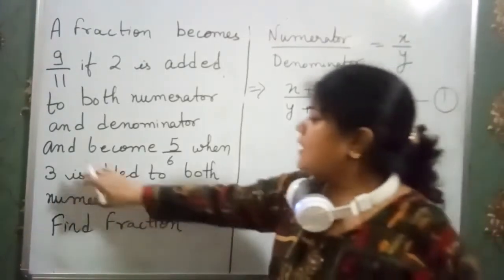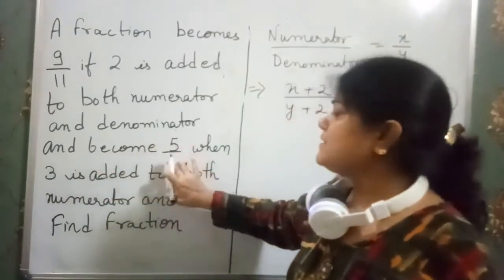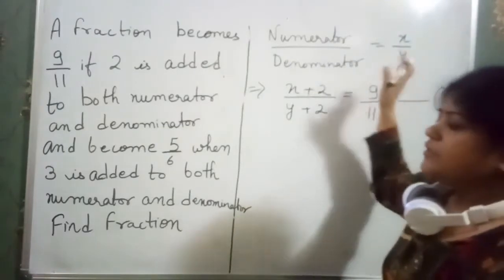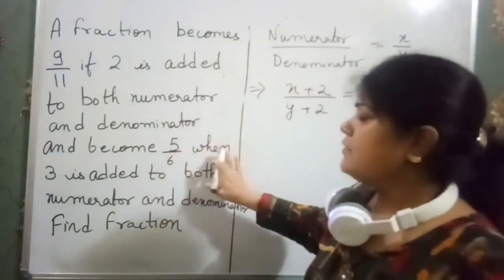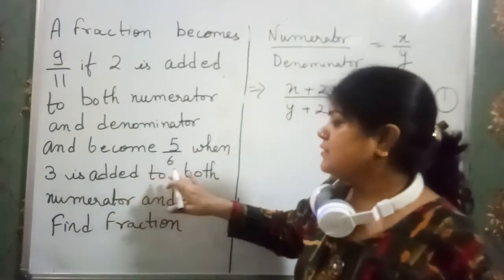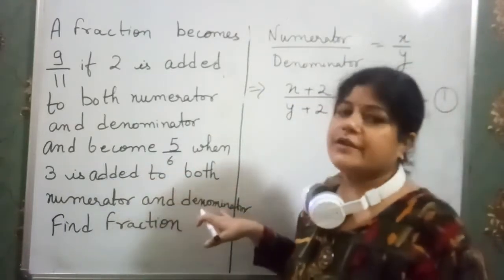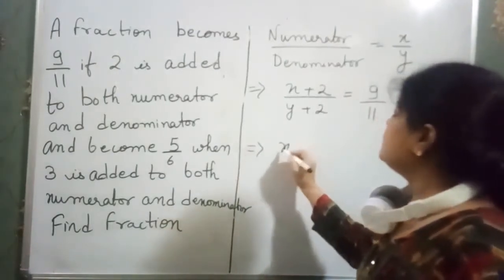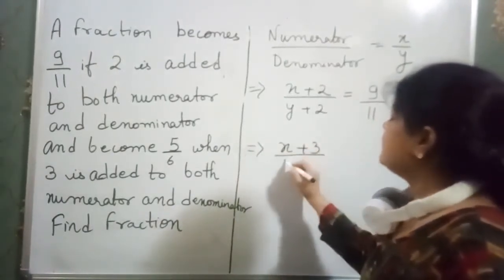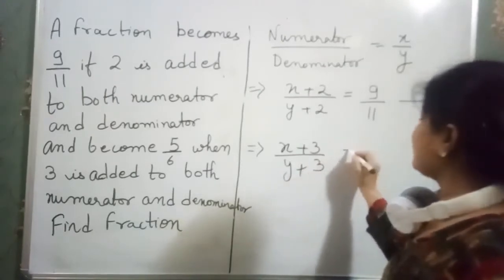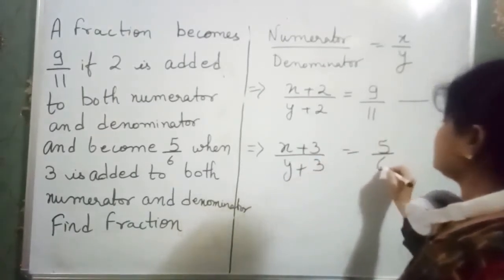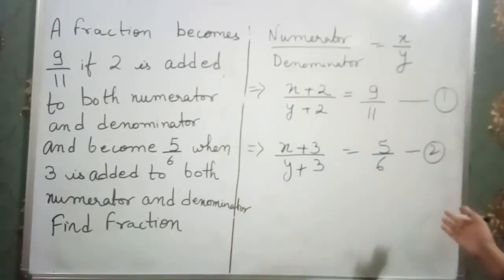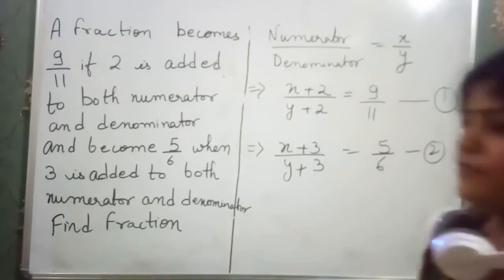Now that fraction x over y changes to 5 over 6 when 3 is added to both numerator and denominator. Now we have to add 3 in both the numerator and denominator. So the fraction becomes 5 over 6. Now we have to solve these two equations in order to get the value of x and y.